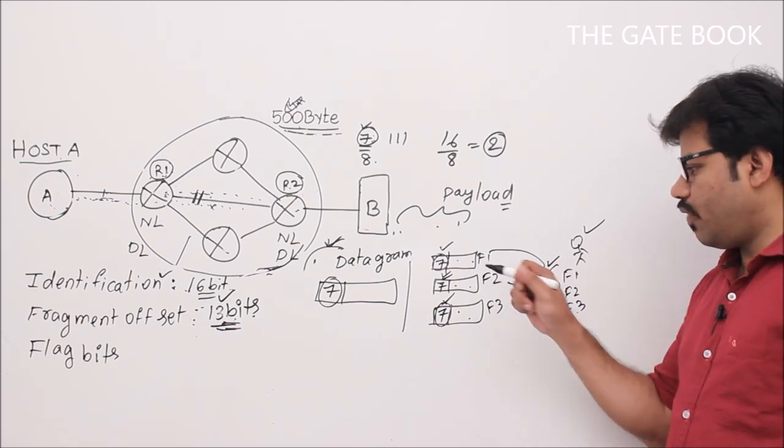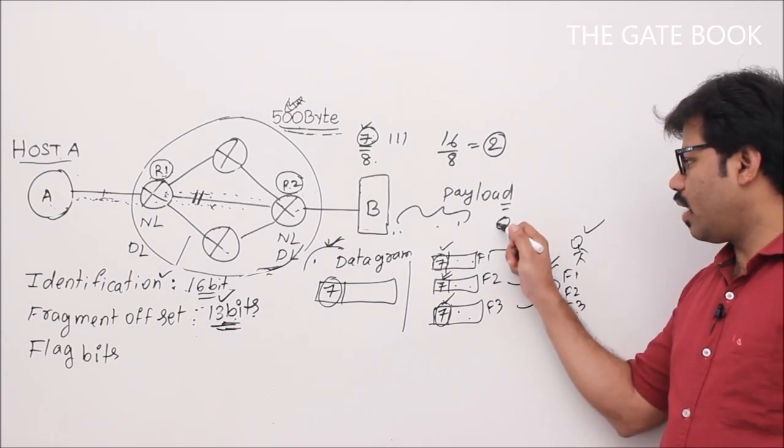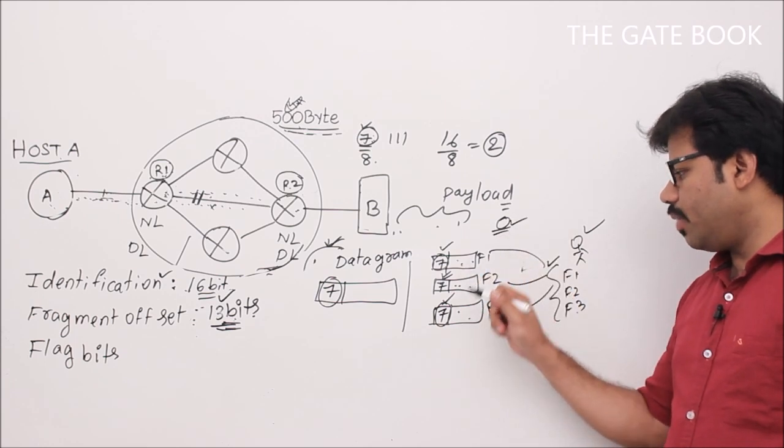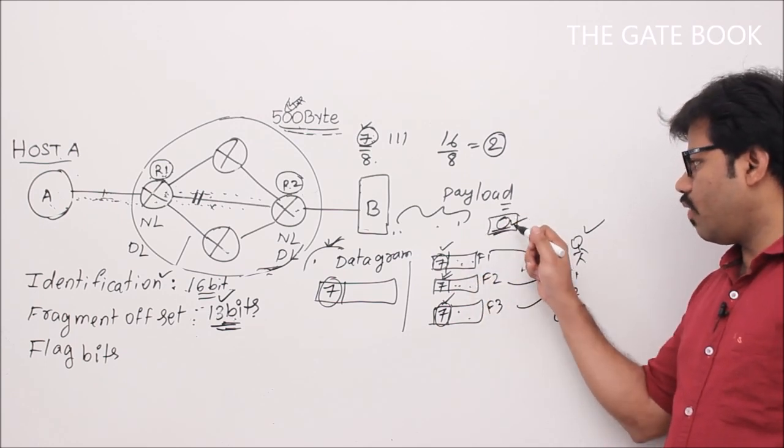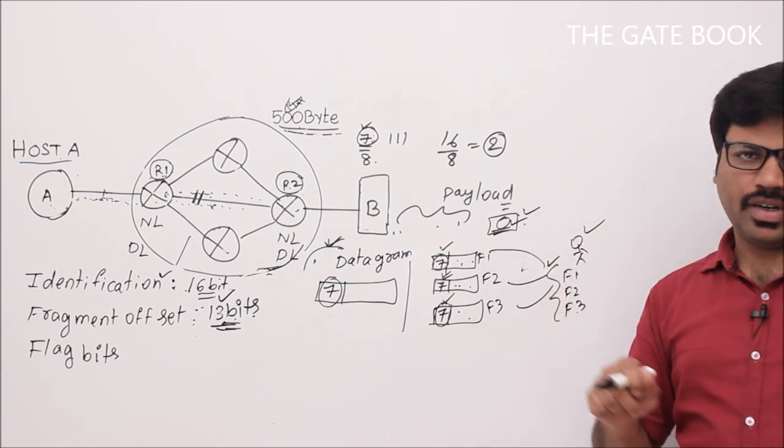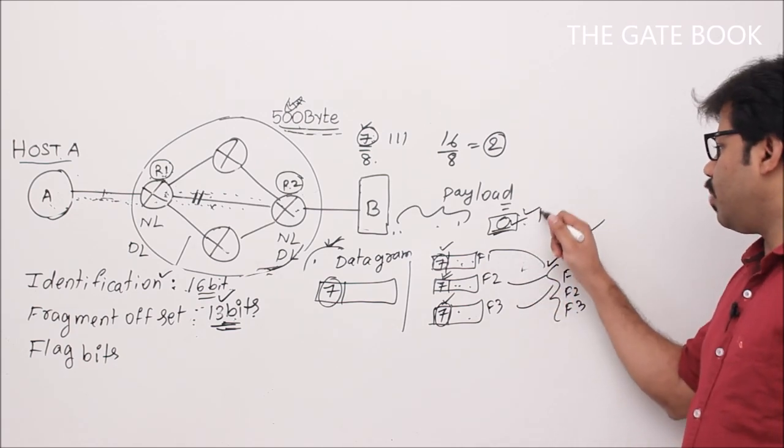If you want to know the first fragment, then we go with fragment offset 0. We identify a fragment whose fragment offset is 0. That is the first fragment. Then after that, in that way, simply sort them.